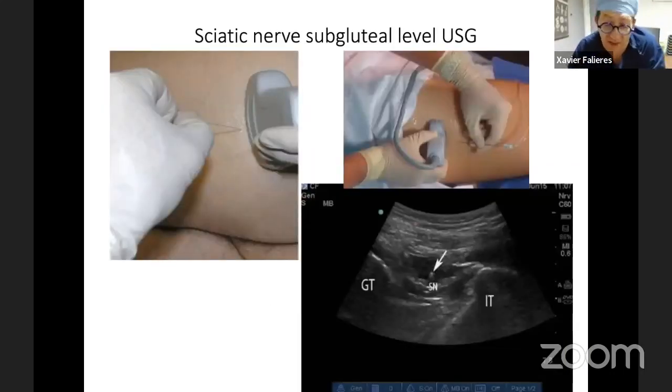Then with ultrasound guidance, you have the sciatic nerve at the subgluteal level, between the greater trochanter and the iliac tuberosity. You will see the nerve, but you need to be trained. It's not a very easy nerve for beginners in ultrasound-guided anesthesia. So I just have to speak about it, but I would say it's only for trained anesthetists.